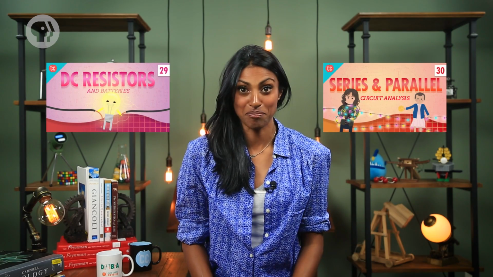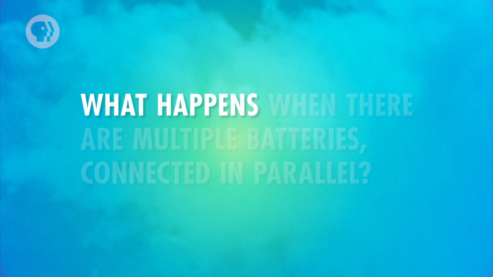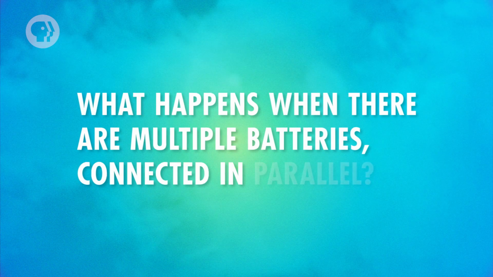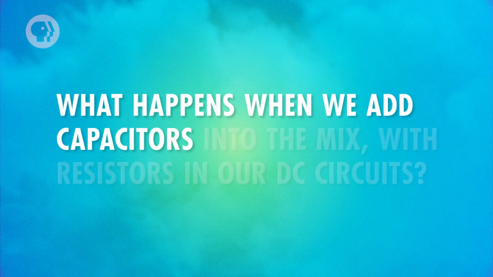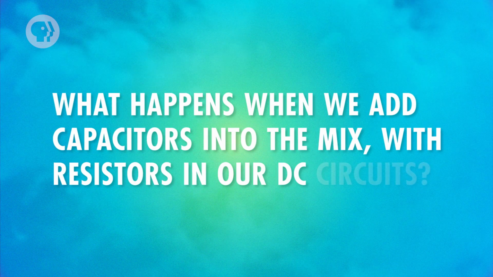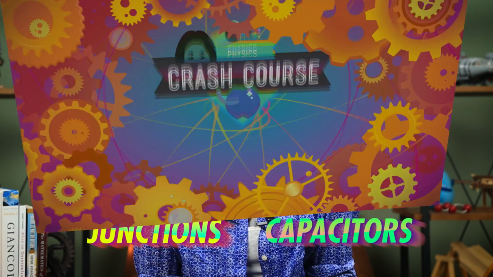By now, thanks to our lesson on circuit analysis and previous Crash Course Physics episodes, you know your way around a basic DC circuit. You've learned how to simplify circuits with resistors connected in series and parallel with a single battery source, which is great, but a lot of the real-world circuits that you encounter and will have to describe are much more complicated. For example, what happens when there are multiple batteries connected in parallel? And what happens when we add capacitors into the mix with resistors in our DC circuits? On this, our last go-round inside a DC circuit, we'll encounter junctions, loops and capacitors.